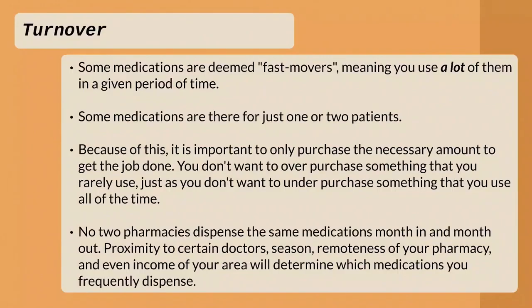Some medications are deemed fast movers, meaning you use a lot of them in a given period of time. Some medications are there just for 1 or 2 patients. Because of this, it's also important to only purchase the necessary amount to get the job done. You don't want to over-purchase something that you rarely use, just as you don't want to under-purchase something that you use all the time. No two pharmacies dispense the same medications month in and month out. A lot of things affect this, including the proximity to doctors, what season it is, how remote your pharmacy location is, and even the income of your area will determine what medications you frequently dispense.